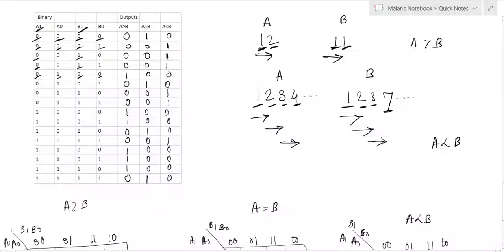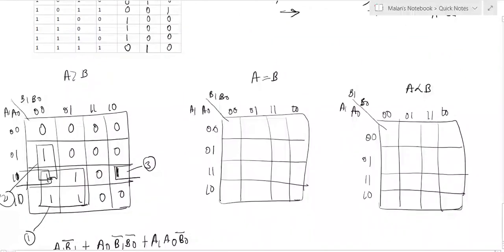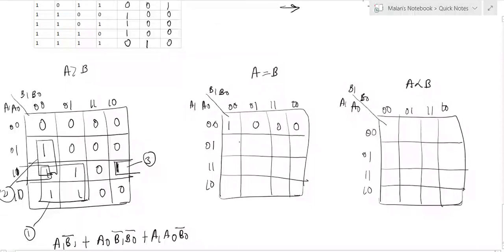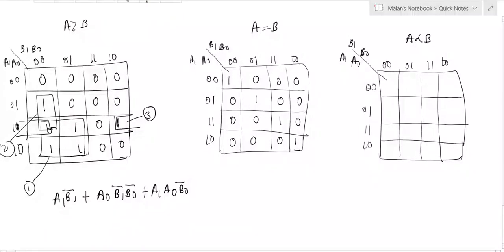Now for A equal to B, the outputs are 1 0 0 0 1 0 0 0 0 1 0 0 0 0 1. Now after plotting A equal to B onto the K-map, the K-map will look like this: 1 0 0 0, 0 1 0 0, 0 0 1 0, 0 0 0 1. Now pairing is not possible, quads are not possible, octets are not possible, all are isolated ones. Now we'll identify the expression for A equal to B.